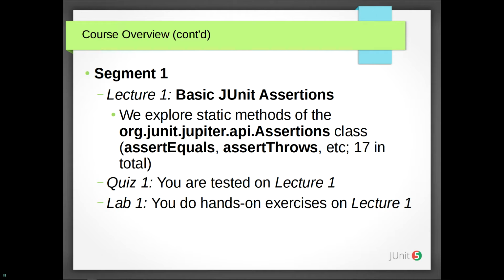Segment 1, Lecture 1, Basic JUnit Assertions. We explore static methods of the org.junit.jupiter.api.Assertions class, assertEquals, assertThrows, etc. 17 methods in total. Quiz 1: you are tested on Lecture 1. Concluding with Lab 1, you do hands-on exercises on Lecture 1. Now all of the segments and parts of the course contain labs, so we learn by doing.